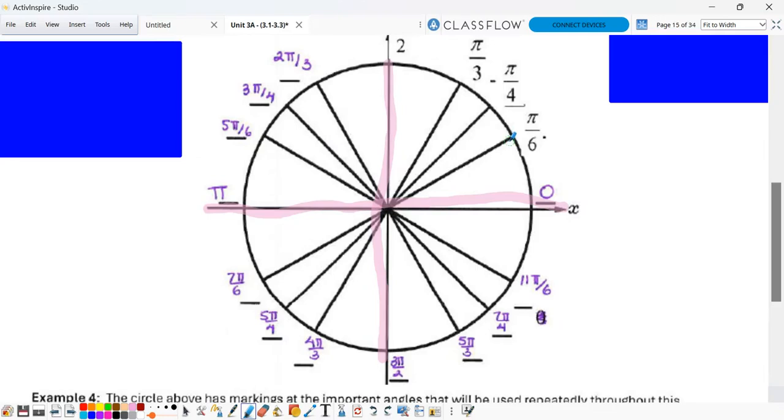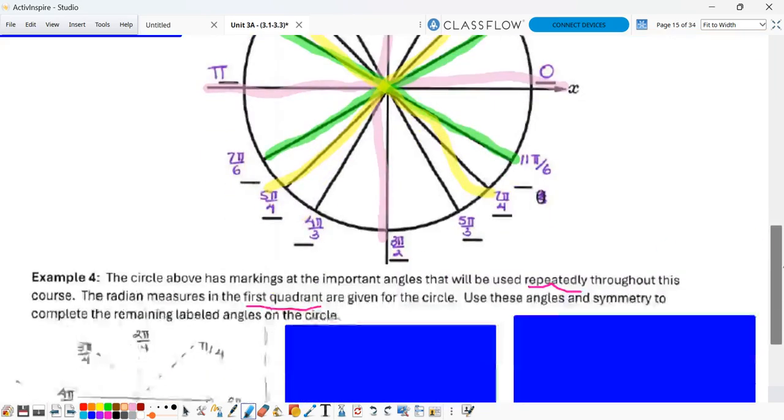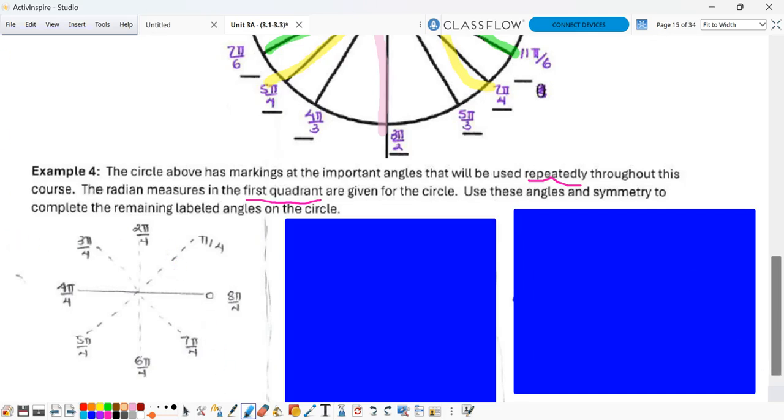Another layer is called the pi over 6 layer, and these are the angles you consider as pi over 6. Another layer is called the pi over 4 layer, and I will explain how to count those. And the third layer is the pi over 3 layer. So let's talk about what those numbers are.